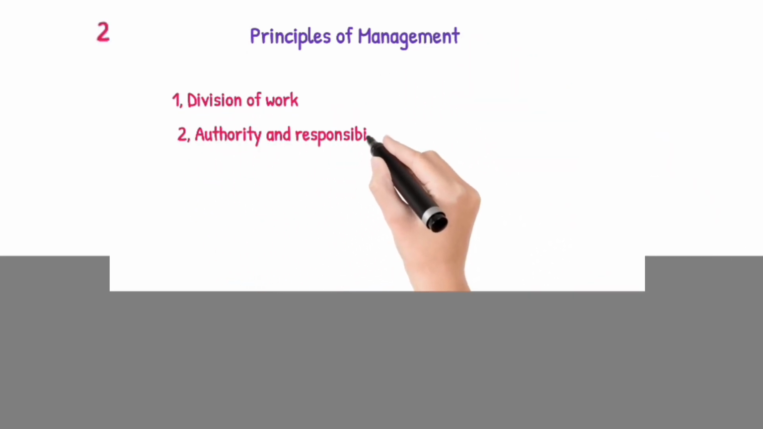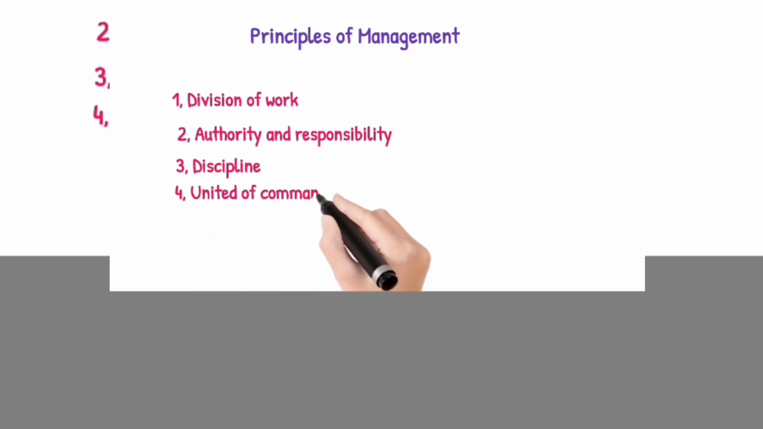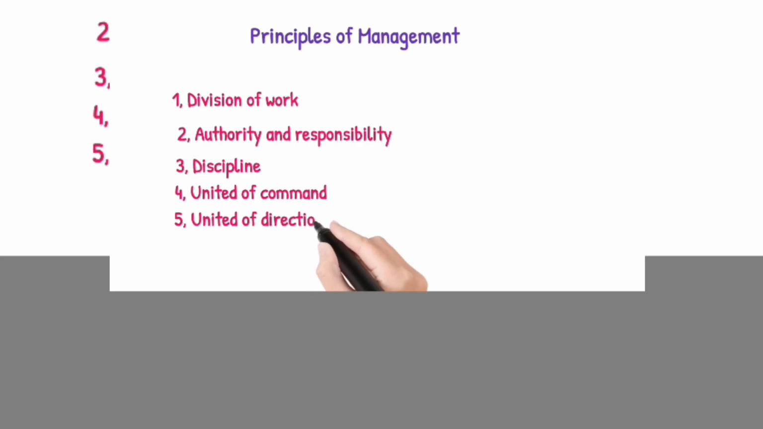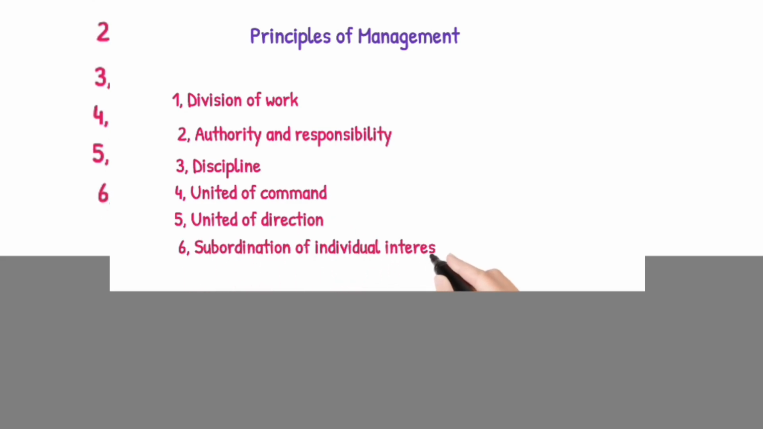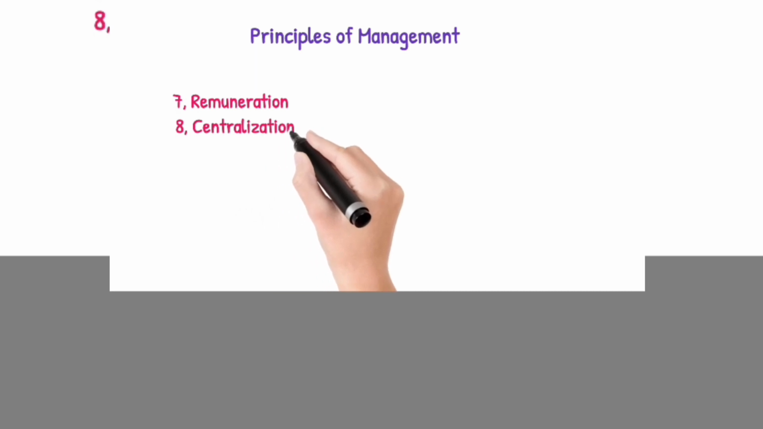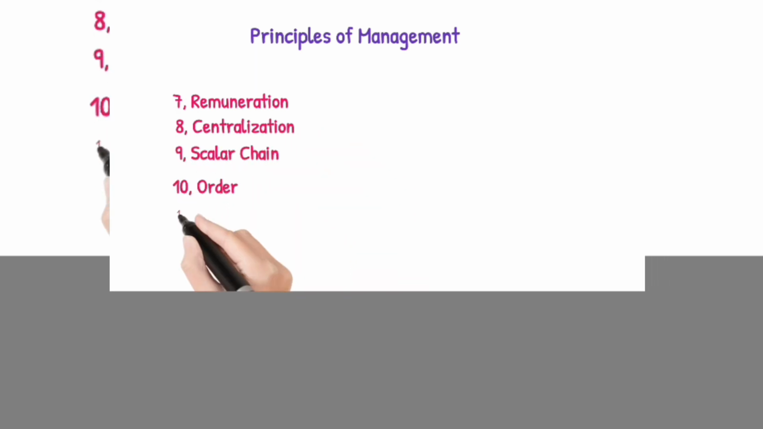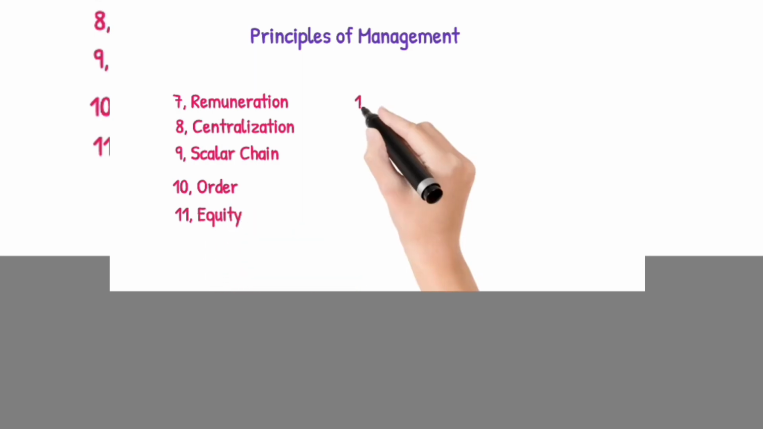14 principles of management created by Henry Fayol are division of work, authority and responsibility, discipline, unity of command, unity of direction, subordination of individual interest, remuneration, centralization, scalar chain, order, equity, stability, initiative, and esprit de corps.